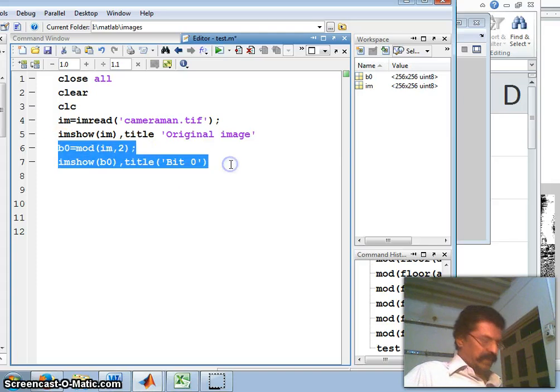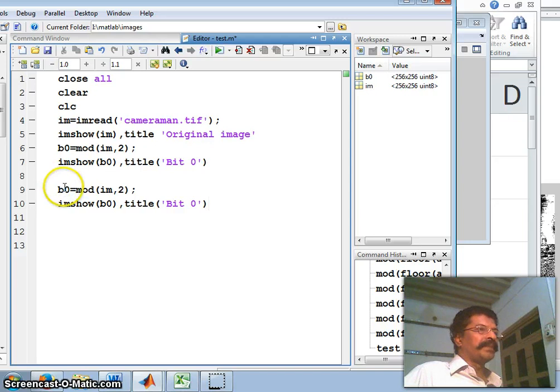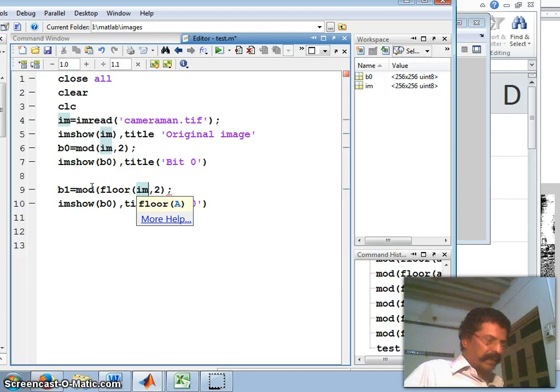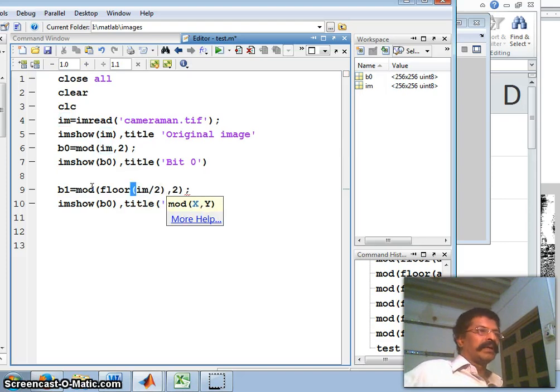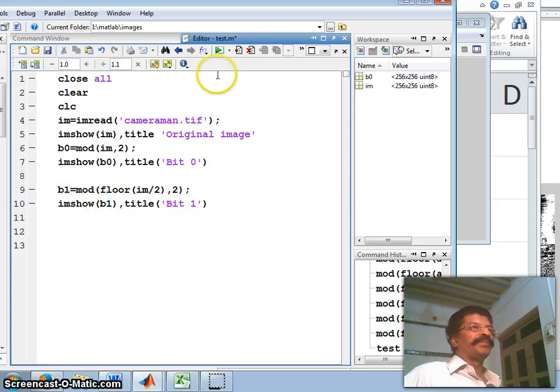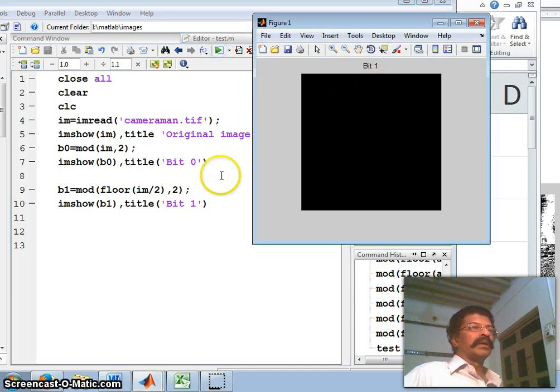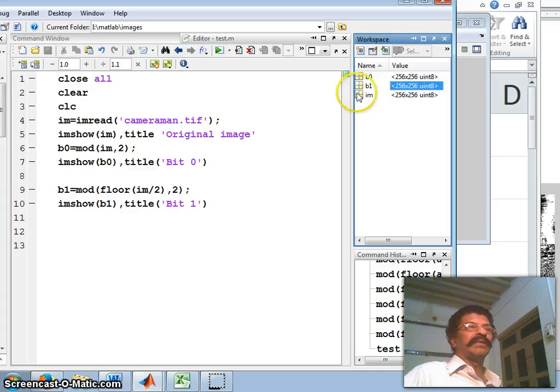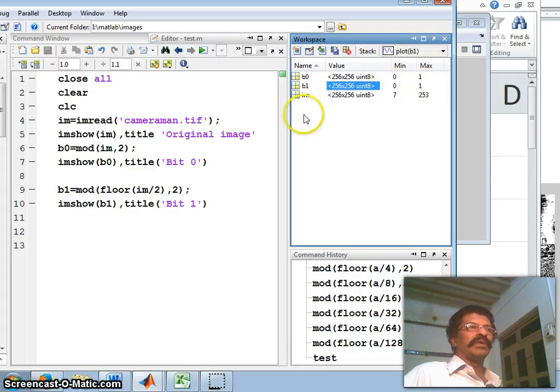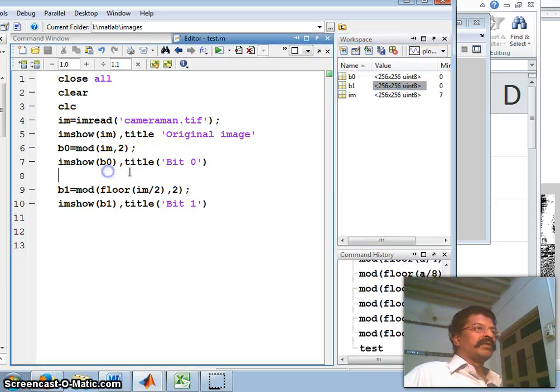Now in the same way, let us take the next part. I can take B1 equal to, as I said in that logic, the floor of IM by 2, let us divide by 2, and then take the remainder. Now let us show this B1, and this is my bit 1 plane. Now let us run this. Here also I get only the logical values 0, 1, 0, 1 and so on, because all my values are unsigned integers. Therefore what we shall do is make this image double. So IM is equal to double of IM, and now let us try this.